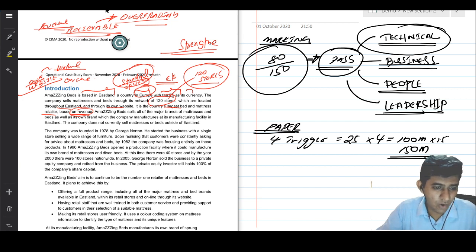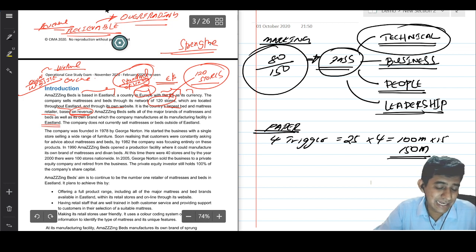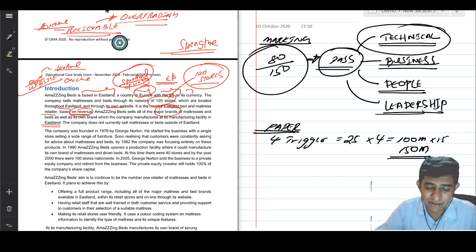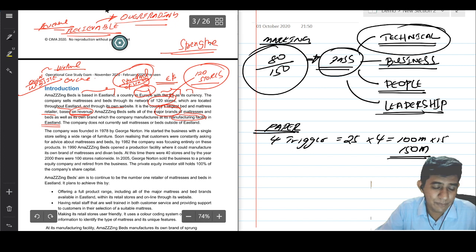Amazing Beds sells all of the major brands of mattress and beds, as well as its own, which the company manufactures, and its manufacturing facility in the Eastland. So students, they are selling other brands plus their own brand, and they do have a manufacturing facility. So students, this clearly shows that this company is very stable in the mattress and bed industry. The company does not currently sell mattress or bed outside Eastland.